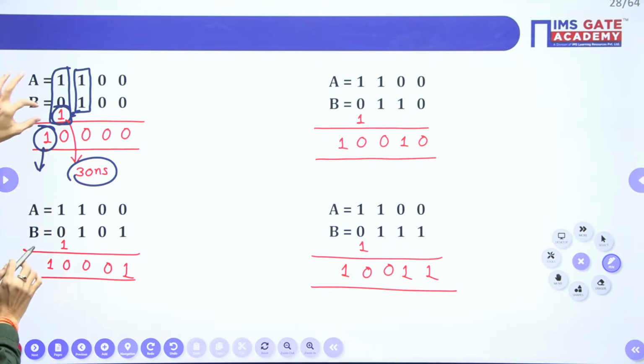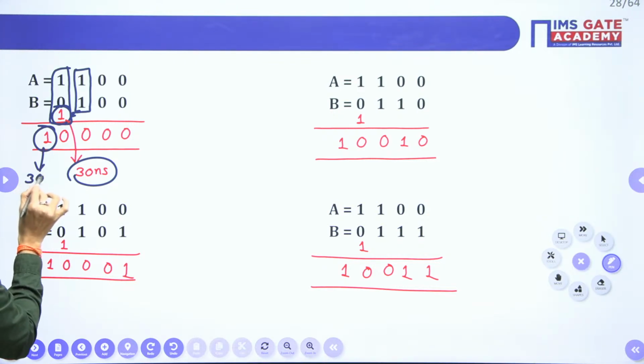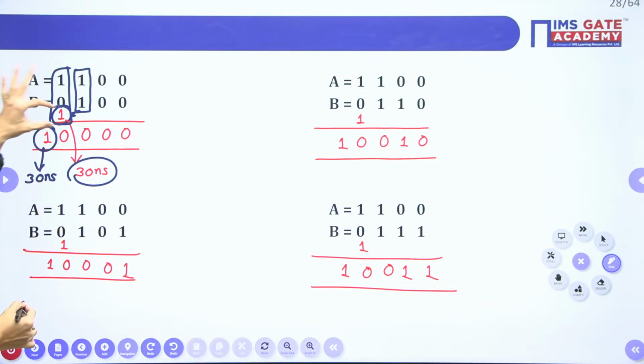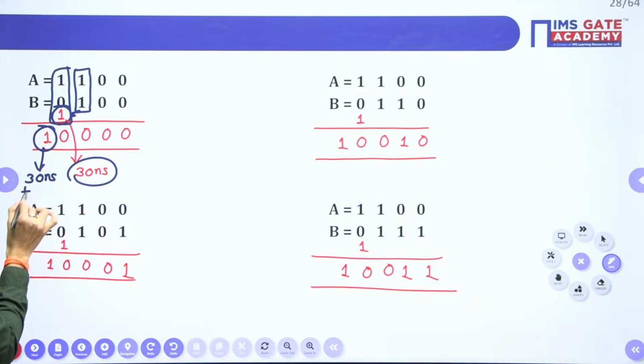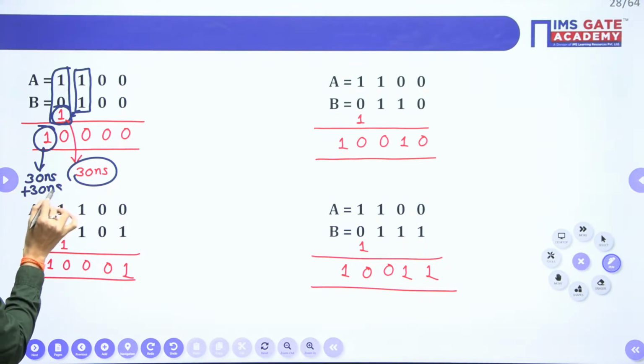In general, if there is no carry input for this particular full adder, in order to produce the carry output, it requires 30 nanoseconds. But since this one you are getting at 30 nanoseconds, we have to add this delay here. Then 30 plus 30, which is nothing but 60 nanoseconds.